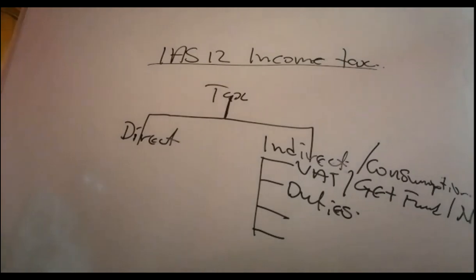Here, we have imported goods and then we have exported goods. Now, what about the locally manufactured goods? For locally manufactured goods, the tax that you pay on them is called excise duty. Good. All of these are indirect taxes.